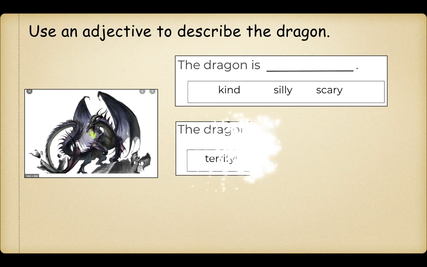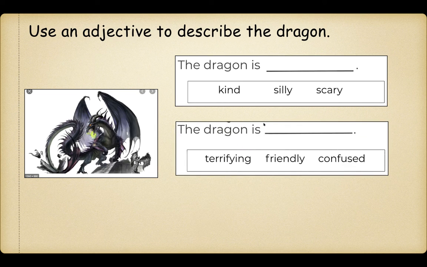Let's look at another example of the description of the dragon's character. So we have 3 words: terrifying, friendly, confused. Is the dragon in George and the Dragon terrifying, friendly, or confused? Which is the best adjective? So terrifying is another word for being frightening.